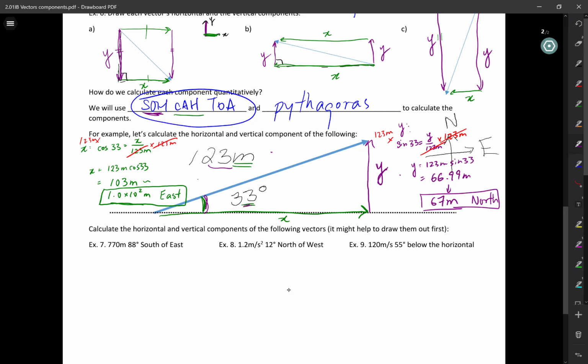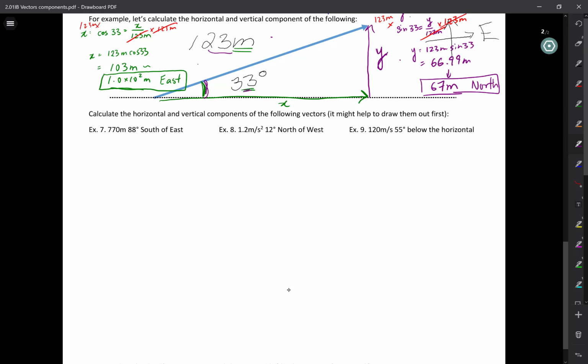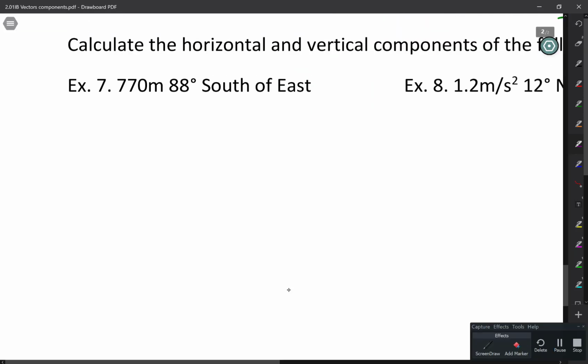Here is the example for us together. There are a few more down below. I will do another one with us and then quickly go over the other ones. Here we have 770 meters 88 south of east. Oh look, this is using everything we've learned up till now, including the naming.